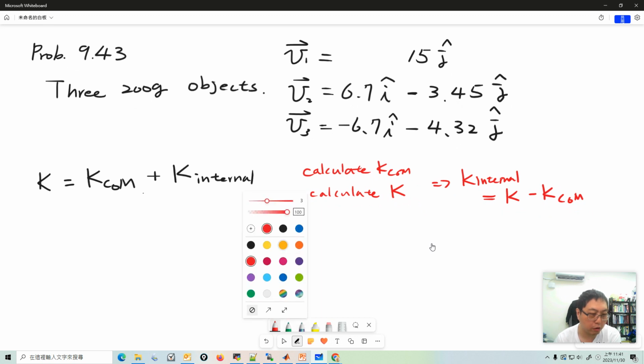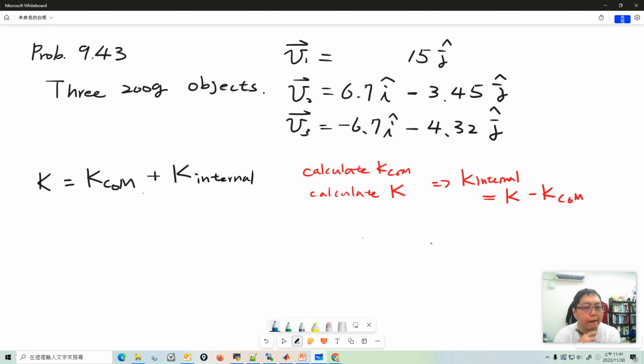Let us see what the KCOM is. What's the kinetic energy of the center of mass? In the previous video, we showed that the kinetic energy of the center of mass is 1/2 times the total mass of the system times VCOM squared. So if we want to calculate it, we need to know the velocity of the center of mass.